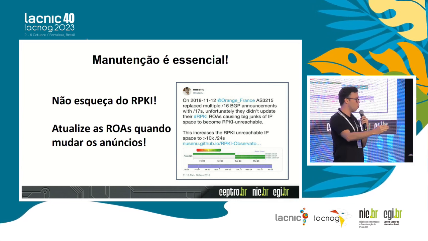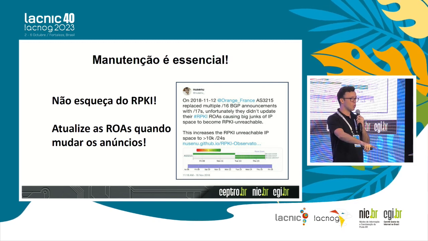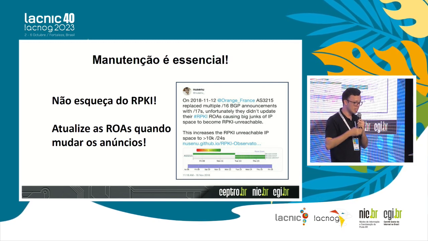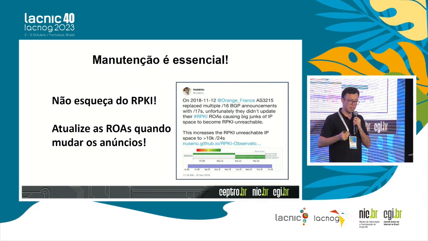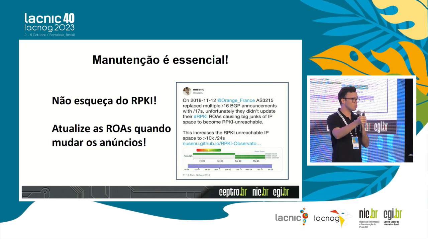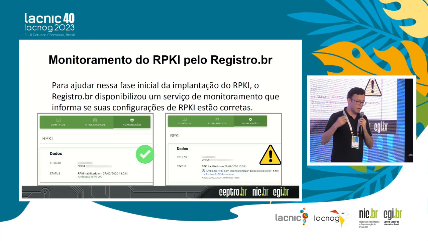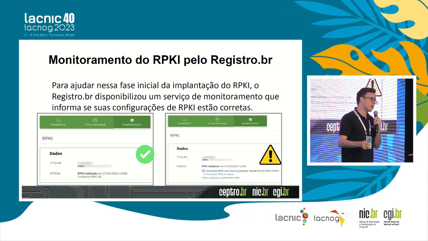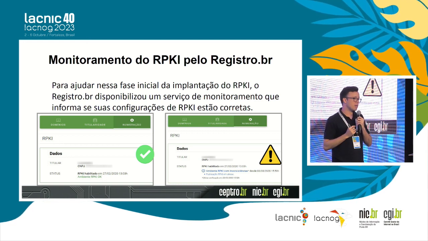So you have to remember that if I update my routers, then I have to update Krill, because if not, BGP will be inconsistent. And you also have to create the right ROA, making it more specific, and updating the announcements.